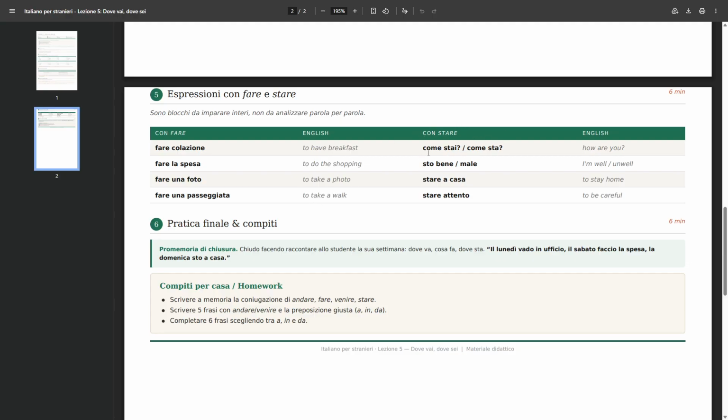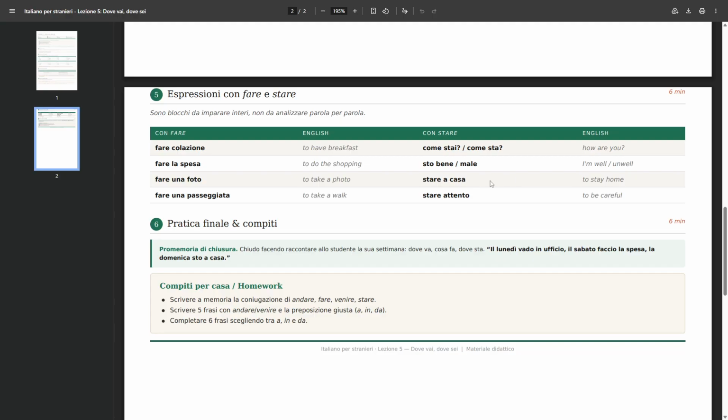With stare as a verb, we have these expressions, like I've said to you before, come stai, so how are you, or come sta. This one is with the formal manner of talking to someone. So if you're talking to your doctor, you would ask him come sta instead of come stai, unless he is a friend of yours. Then we have sto bene. This means I am well, I'm good. Then we have sto male, I'm unwell, I'm not feeling good, I'm bad.